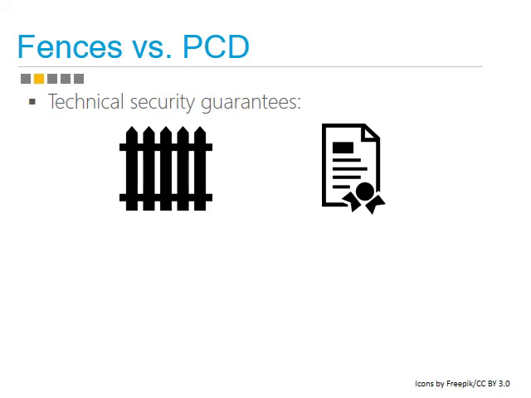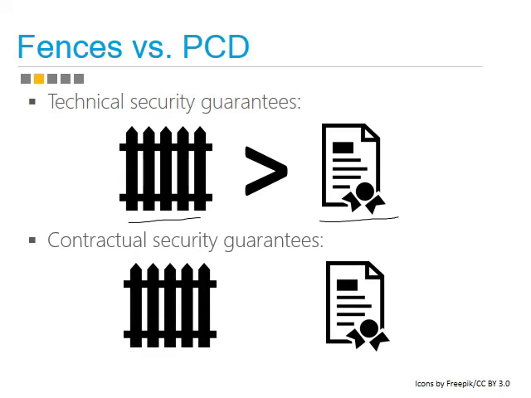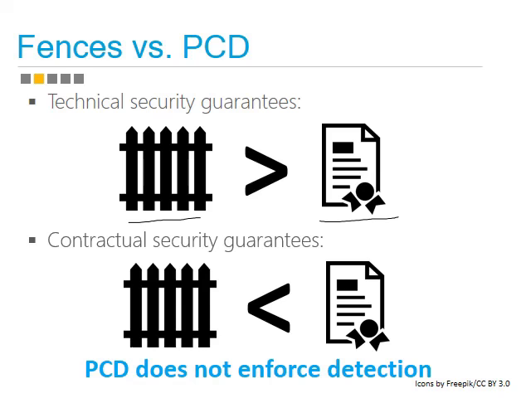Like I said earlier, all current solutions attempt to raise strong fences around the data. From a technical perspective, these solutions offer stronger guarantees than PCD. So on the left-hand side, we have the current solutions, and on the right-hand side, we have PCD. From a technical perspective, protective fences offer stronger technical guarantees than PCD. On the other hand, from a contractual perspective, we believe that PCD is stronger, and I hope that this talk will convince you of that. One more thing I would like to add to make sure there is no confusion about this.